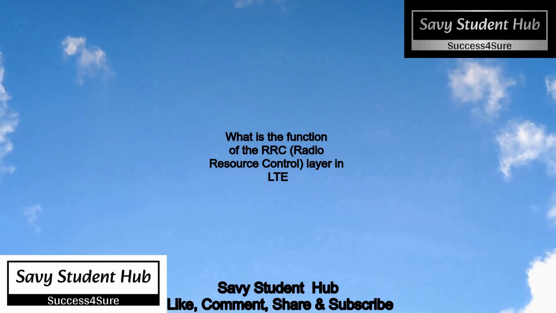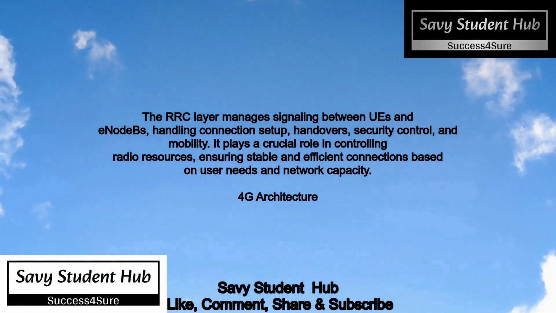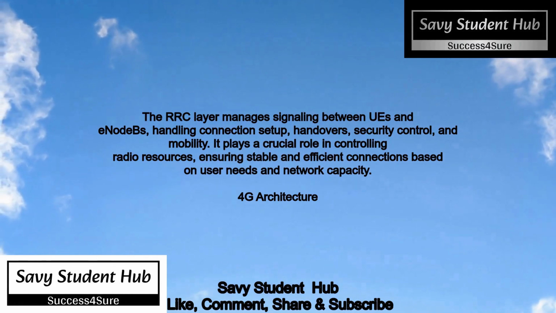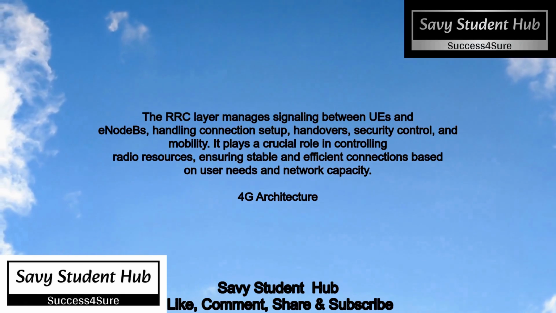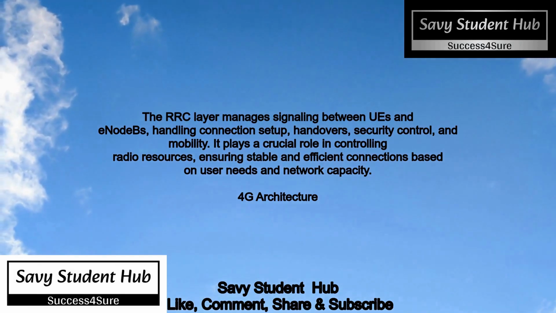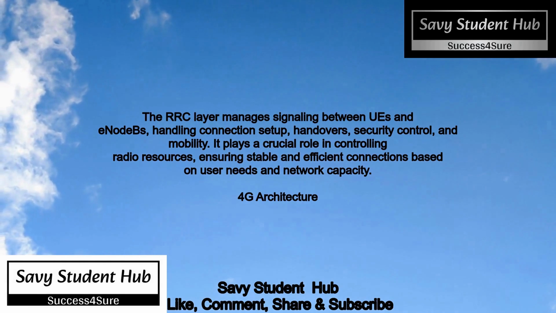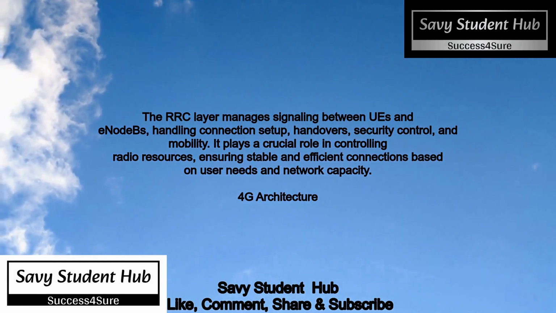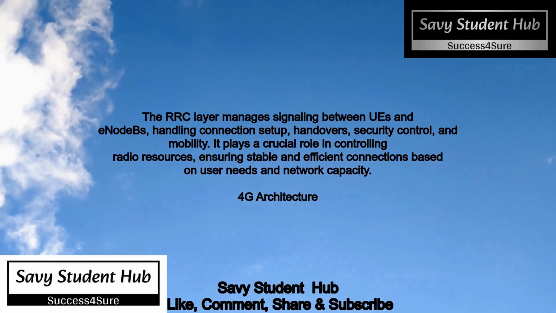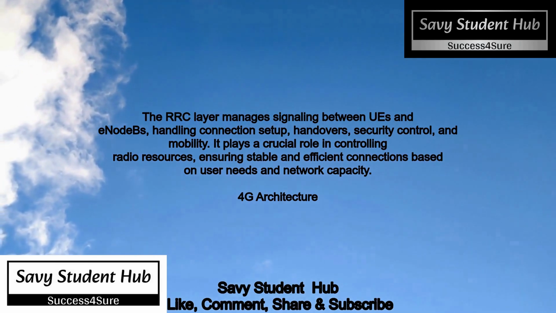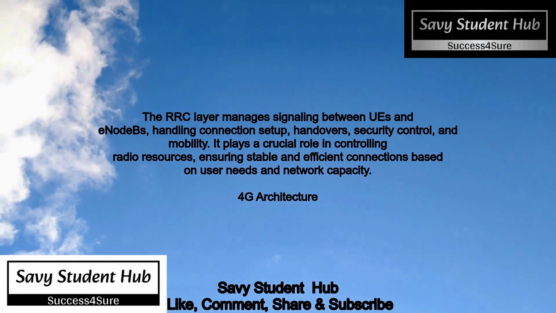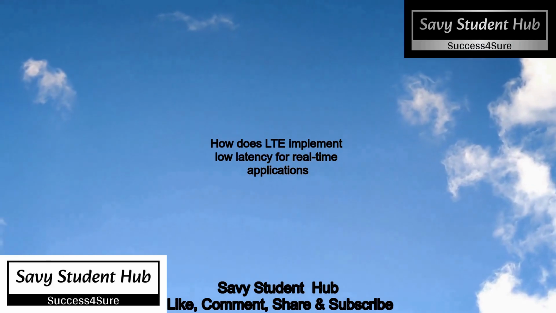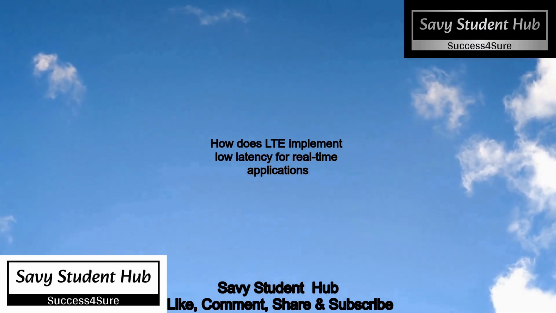The RRC layer manages signaling between UEs and eNodeBs, handling connection setup, handovers, security control, and mobility. It plays a crucial role in controlling radio resources, ensuring stable and efficient connections based on user needs and network capacity. How does LTE implement low latency for real-time applications?